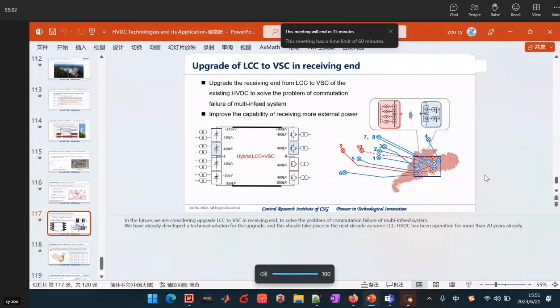Another question is how big is the difference in costs between LCC and VSC technologies? Okay, the VSC HVDC has been developed very fast in the last 10 years. In the Luxi back-to-back VSC HVDC, the VSC is almost 2 times the price of LCC, 2 times in 2016, and in the Wuzhongde project, the VSC is about 40 to 50% more expensive than LCC. Okay, thank you.